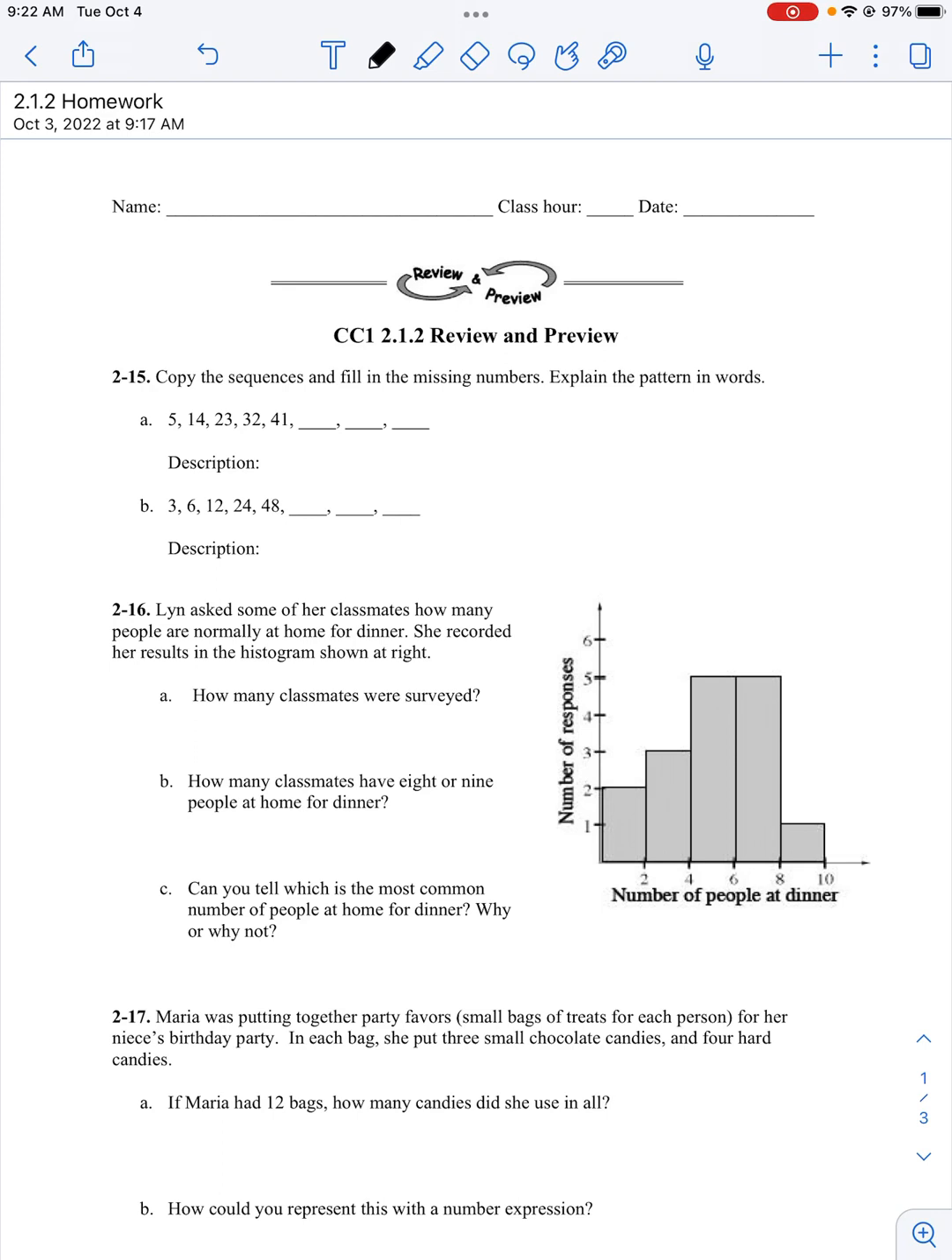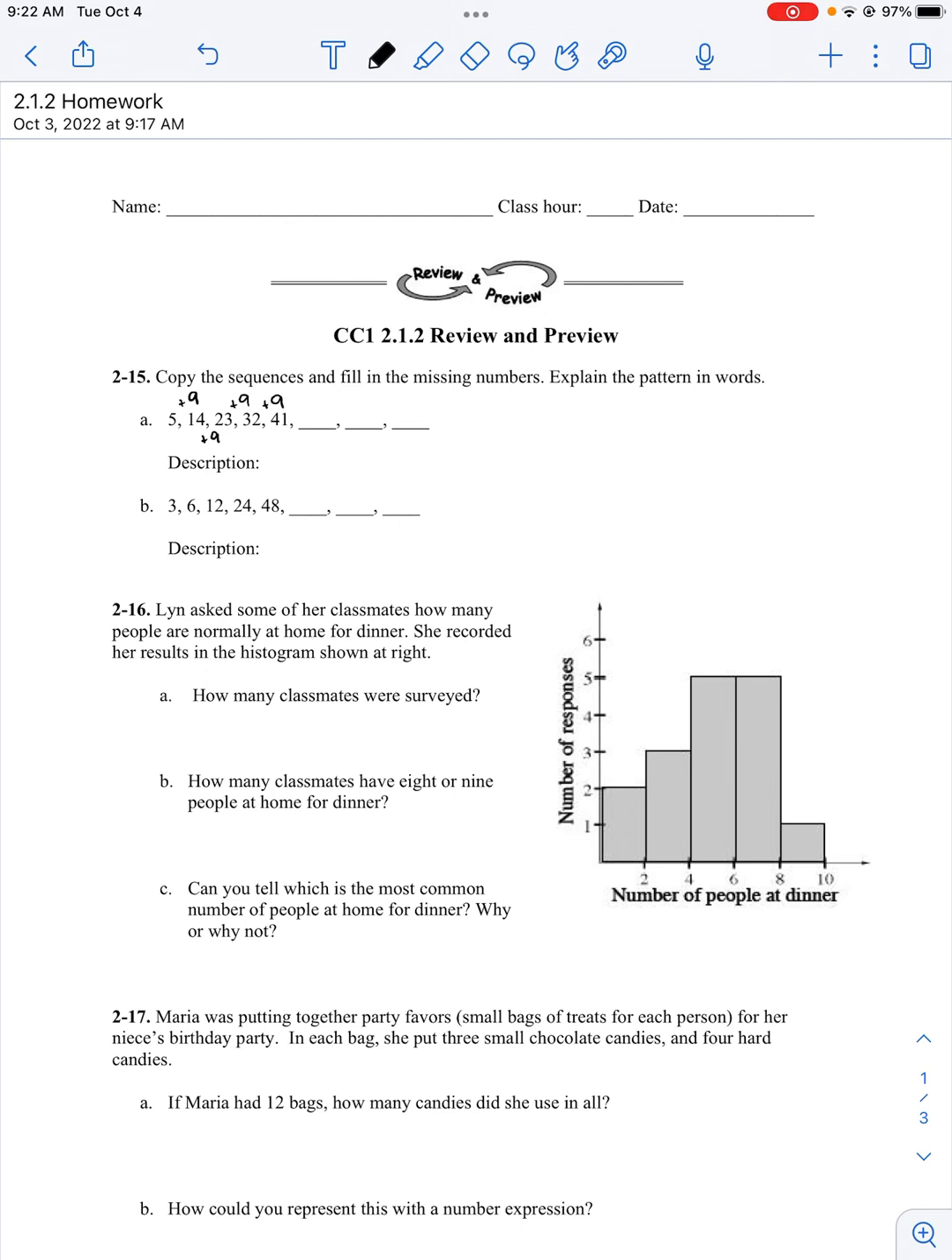First, I need to start to recognize a pattern. So typically when I do this, I start with addition. So 5 plus what is 14? That's 5 plus 9. And 14 to 23, I add 9. 23 to 32, I add 9. 32 to 41, I'm adding 9.